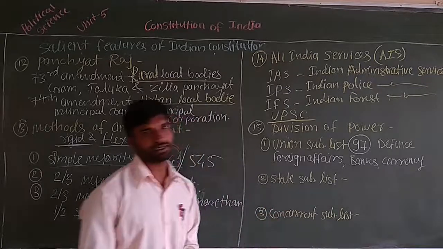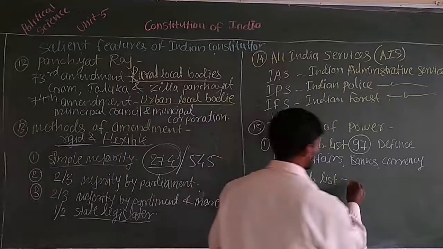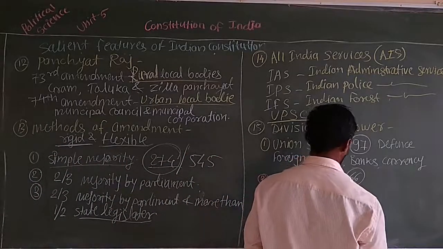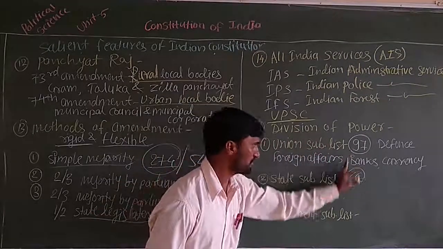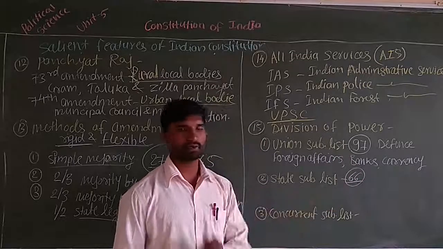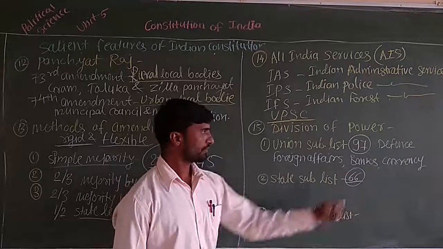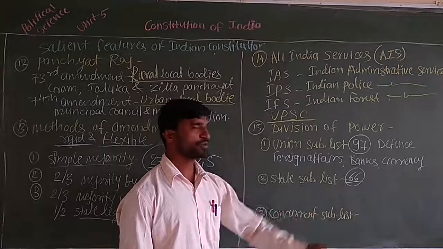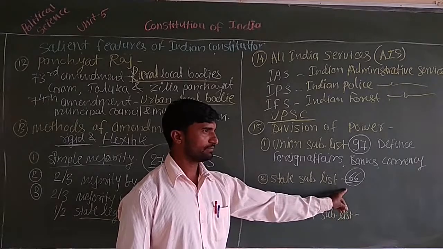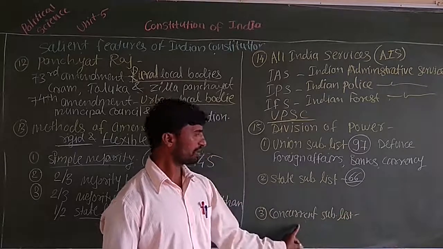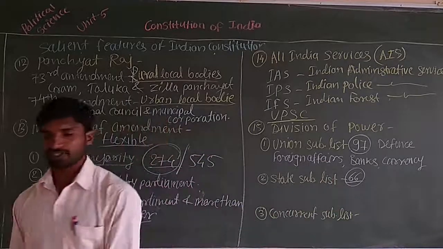Then what about the state subject list? What subjects come in the states? So there are 66 subjects which come in the state subject list. A bit of confusion is there. Once I will clarify about it. It has been printed in your book, but I will let you know. It goes to 100, this goes to 61, and the concurrent list goes to 52. Once again, I will clarify. So what comes in the state subject list?